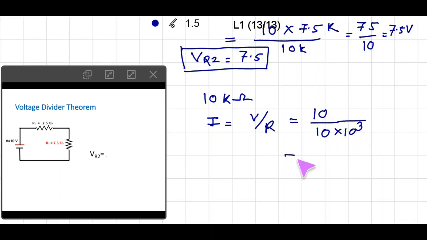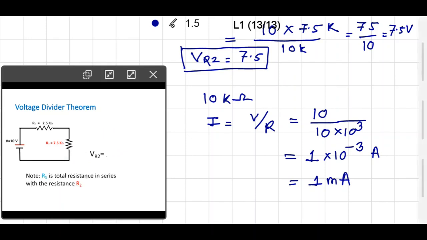So we get current is equal to 1 into 10 raised to minus 3 amperes, and that is equal to 1 milliampere. Whenever solving a problem, always remember the unit of the resistance as well as current and voltage, whether it is in kilo ohm, mega ohm or ohm. And if we multiply this 1 milliampere current by 7.5k, we get 7.5 volt. So this way voltage divider can be used.